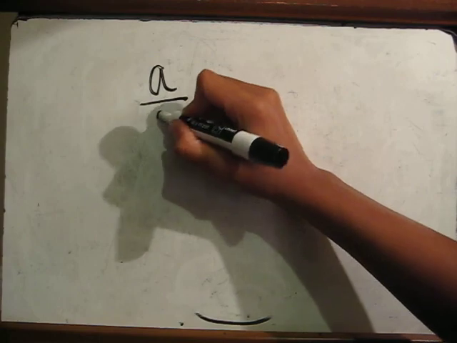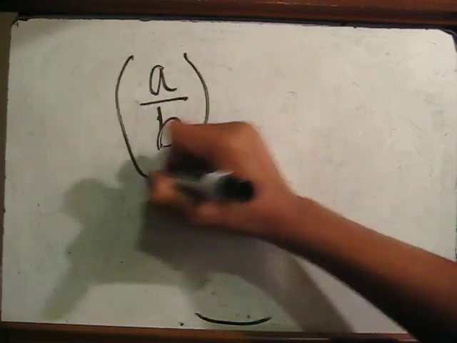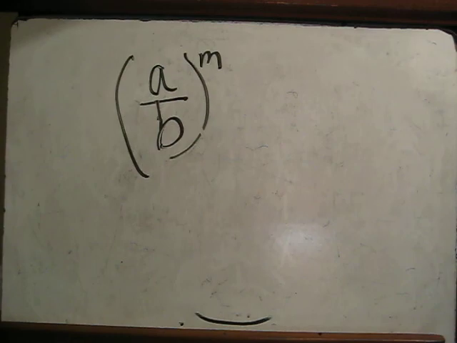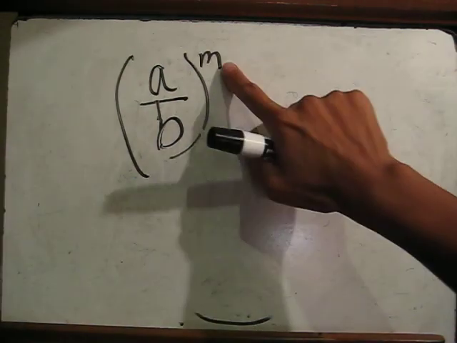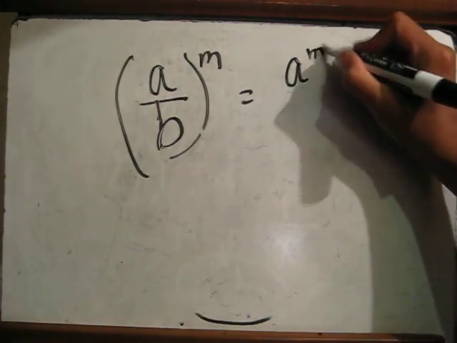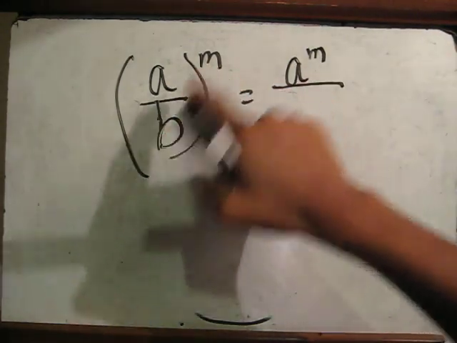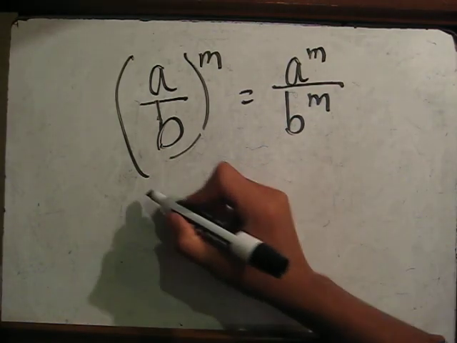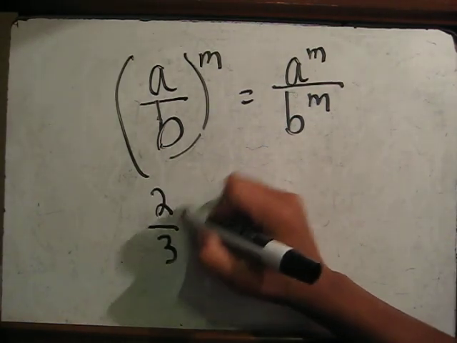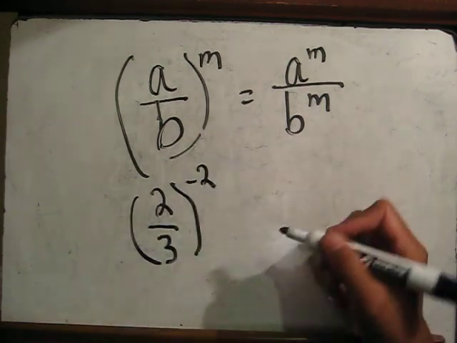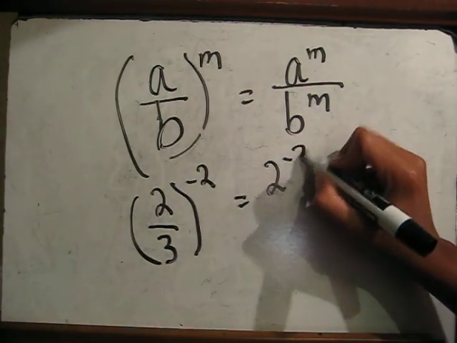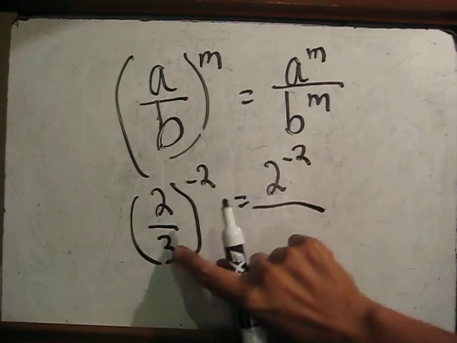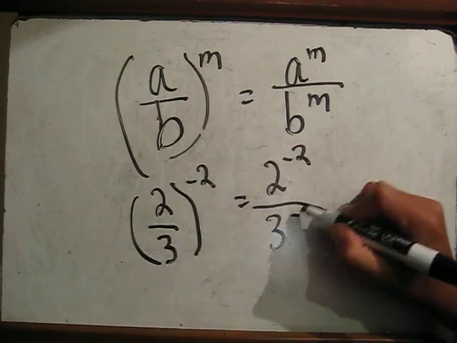All right, let's do one last one. Power of a quotient. Here is a quotient, so division. Just like in our last problem, it's almost like we're going to distribute this m. So this becomes a to the m over b to the m. So let's say we have a problem like this. Let's say we've got a fraction, 2/3 to the negative 2nd power. That becomes 2 to the negative 2nd over 3 to the negative 2nd.